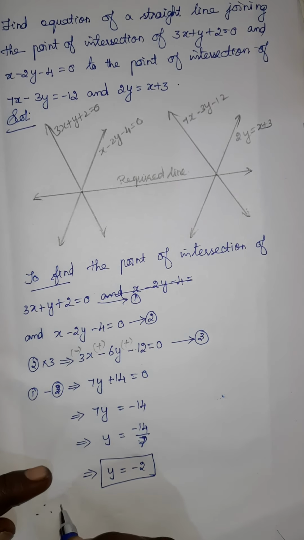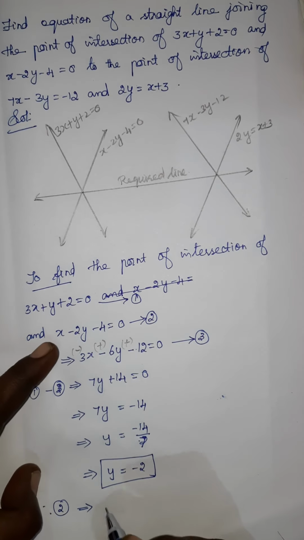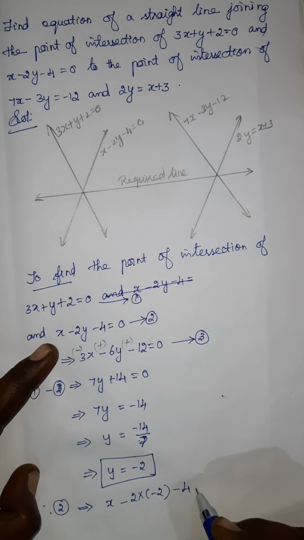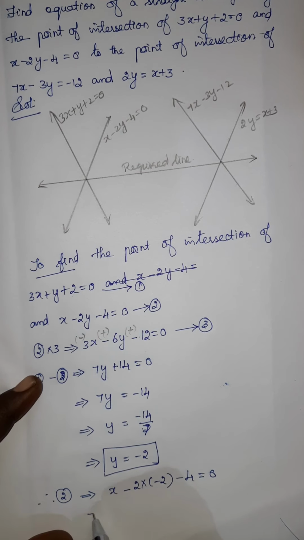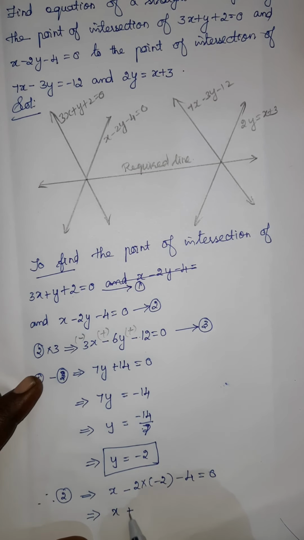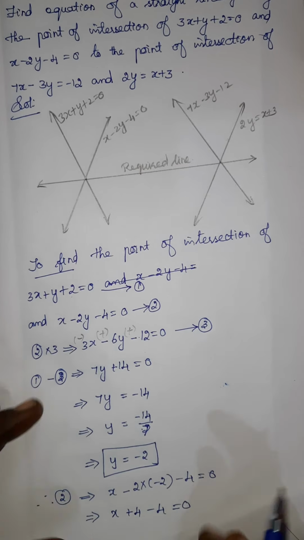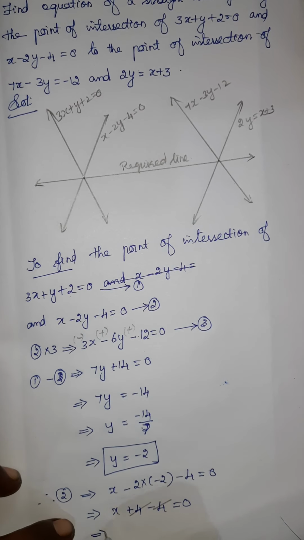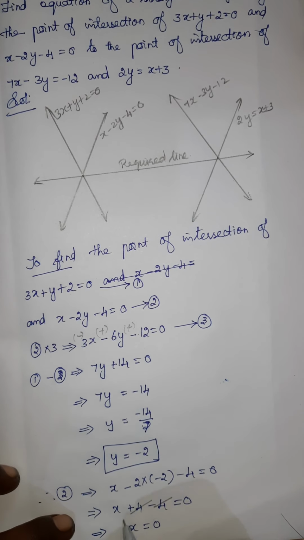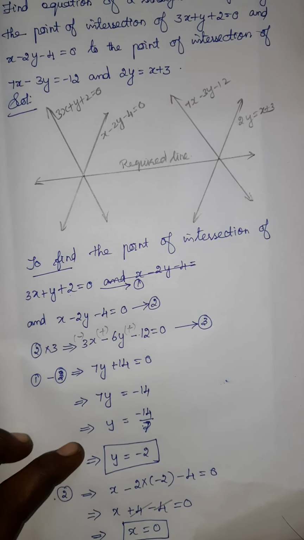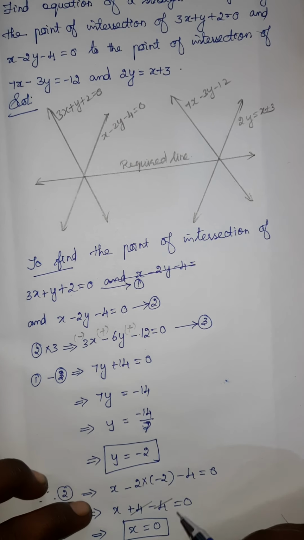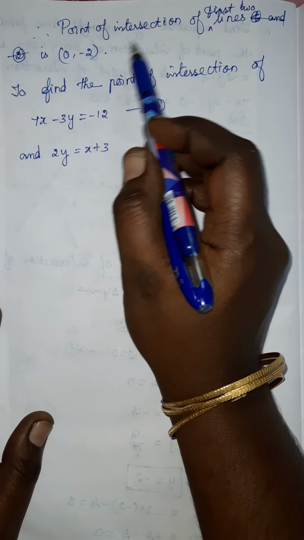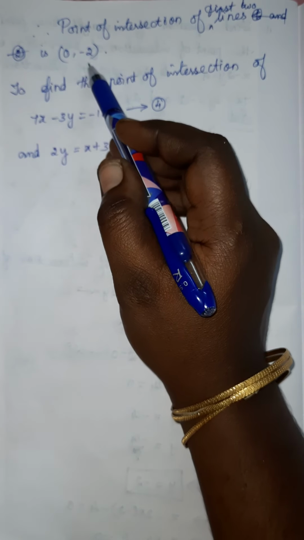Okay. Therefore, equation 2 implies x minus 2 into minus 2 minus 4 equal to 0, which implies x plus 4 minus 4 equal to 0. Plus 4 minus 4 cancel. So you will get x is equal to 0. Okay. So we get the x and y value, that is the point of intersection. So the point of intersection of the first two lines is (0, -2).